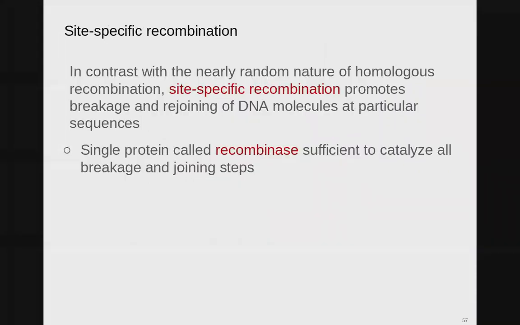Now, in contrast with the random nature of homologous recombination that we just discussed, we can also look at what's called site-specific recombination, which essentially promotes the breaking and then rejoining of DNA molecules at very particular areas of the chromosome. This is catalyzed by a single protein, aptly named recombinase, enzyme -ase. What does it do? Site-specific recombination. And this is specific enough to catalyze all breaking and joining steps.